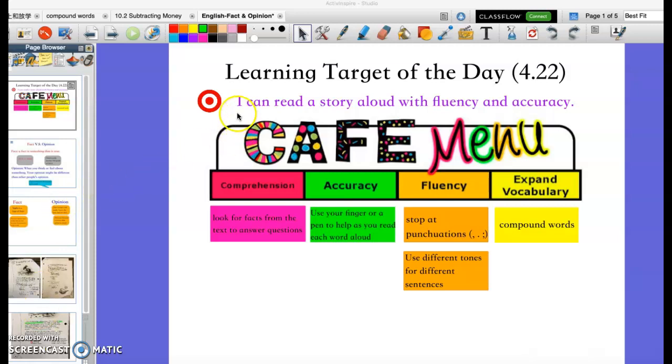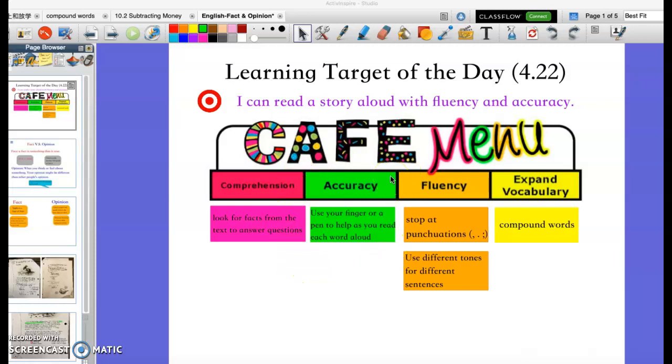Can you read it with me? 3, 2, 1. I can read a story aloud with fluency and accuracy. So let's first talk about what is fluency and accuracy.